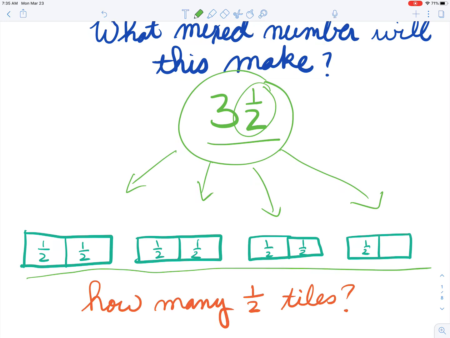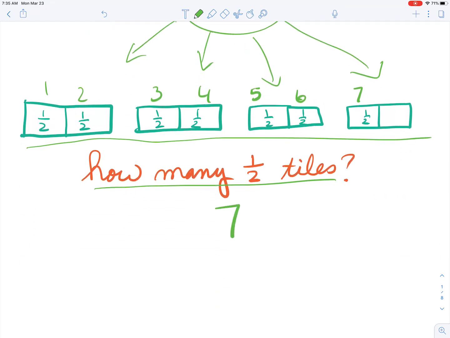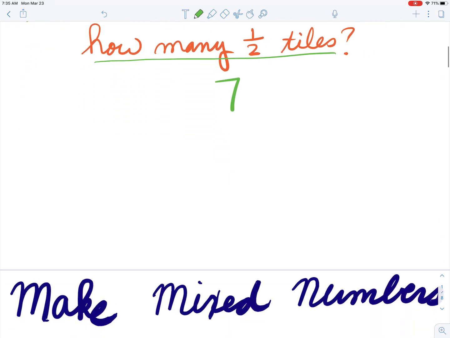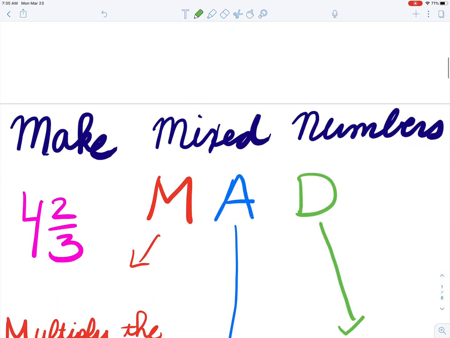So each one of these is represented by a half, so the question becomes, how many 1/2 tiles do I have altogether? So I have 1, 2, 3, 4, 5, 6, 7 half tiles. So the total amount of tiles I have is 7. Now remember this, because this number is going to come in handy when we do one of our examples in the book.